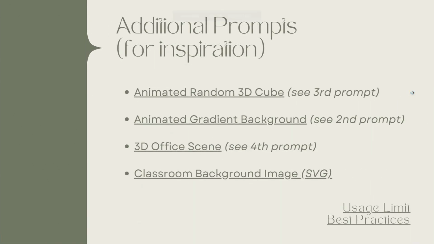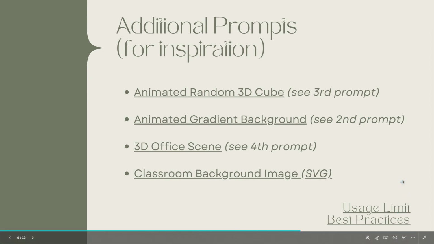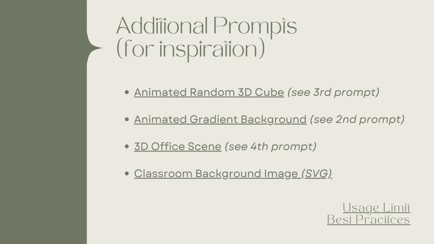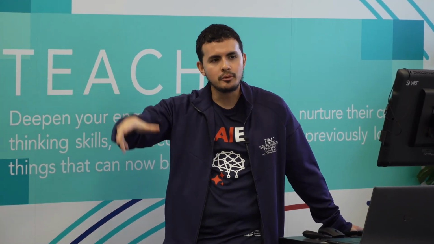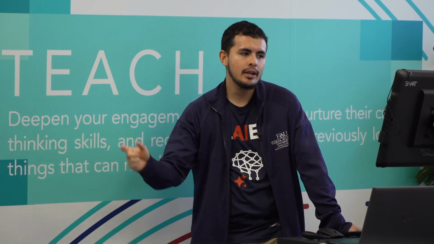There are some additional prompts that you can check out. These were some that I was just practicing when I was doing it. And on the bottom right, there is a link to the best practices for the usage limit from Anthropic. As I was mentioning earlier, the free plan, and even the paid plans, do have a message limit. So those are some of the best practices, like I mentioned, starting a new chat, summarizing your chat, and things like that. That'll help you manage your messages or your prompts.